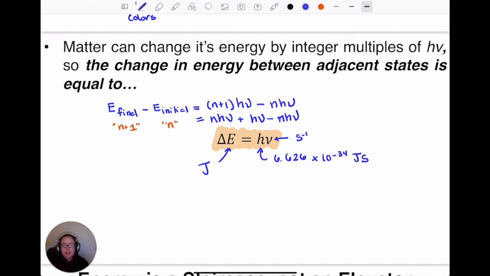If you've taken a lot of physics classes, you may have seen h bar. H bar is different. That's going to be h divided by 2 pi. So that's not equal to h. So if you're used to seeing equations with h bar, do not use the same equations with Planck's constant h. Those are different values.